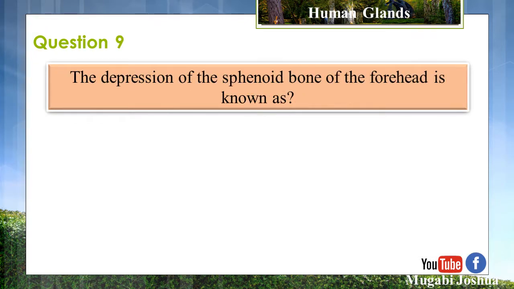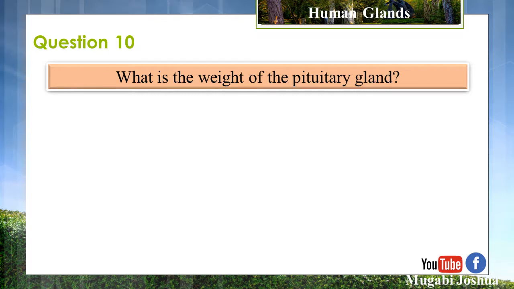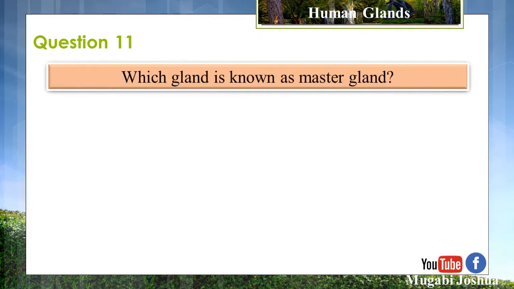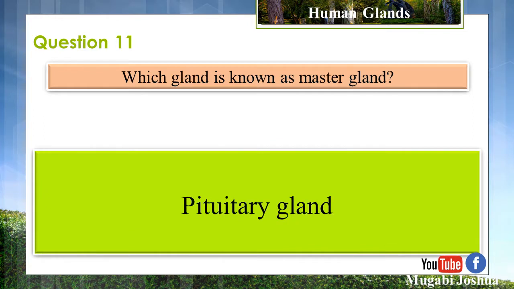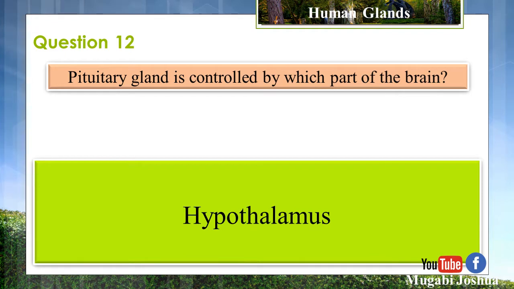Question 9. The depression of sphenoid bone of the forehead is known as sella turcica. Question 10. What is the weight of the pituitary gland? 0.6 grams. Question 11. Which gland is known as master gland? Pituitary gland. Question 12. Pituitary gland is controlled by which part of the brain? Hypothalamus.